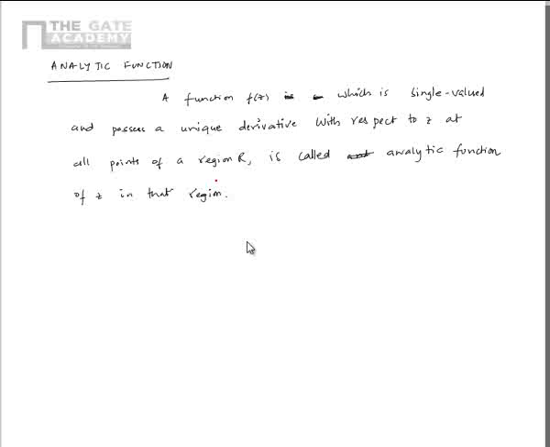So a function f of z which is single valued and possesses a unique derivative with respect to z at all points. What are the conditions to possess a derivative at all points? We have seen the condition, the Cauchy-Riemann theorem. So this means that an analytic function should satisfy the CR conditions.